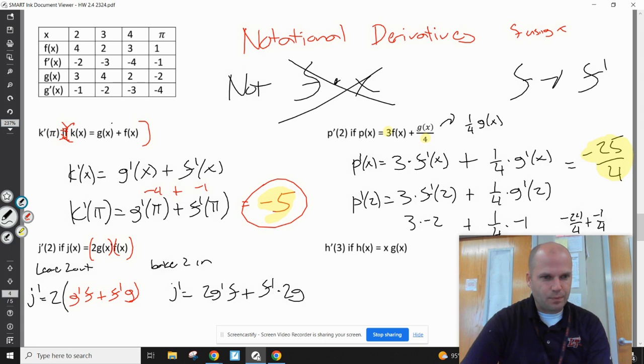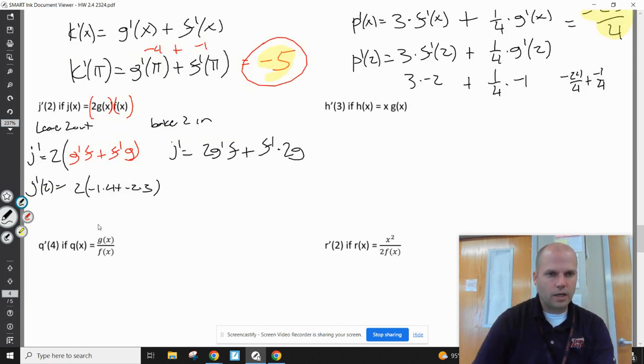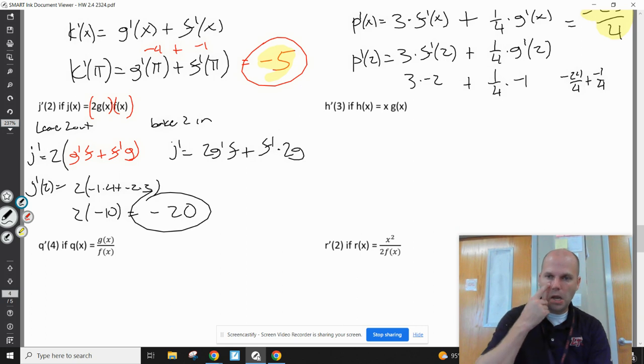If I'm finding J prime of 2, I'm going to use this one. 2 times G prime of 2 is -1. F of 2 is 4. F prime of 2 is -2. G of 2 is 3. So I get 2 times -6 plus 4 is -10. So I get -20 as my answer. Okay?